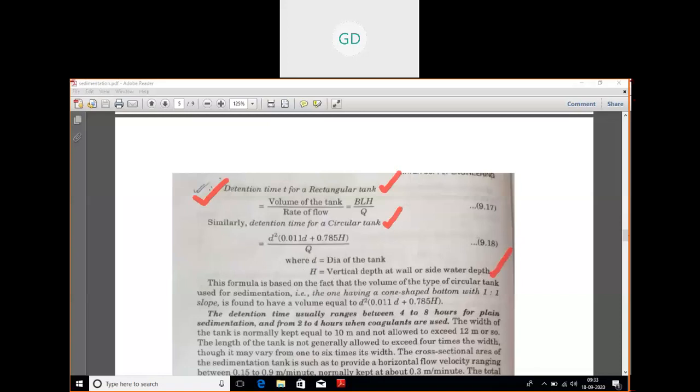And when that is finished, you write down this line. The detention time usually ranges between 4 to 8 hours for plain sedimentation and from 2 to 4 hours when coagulants are used. You write down up to here.